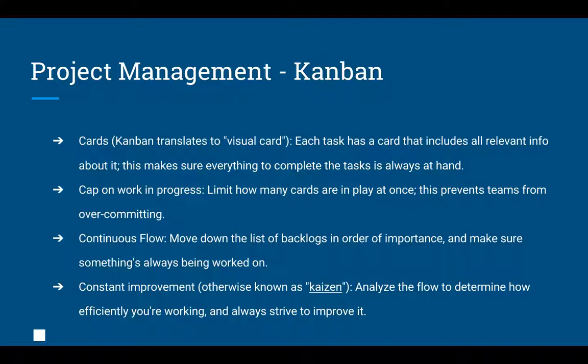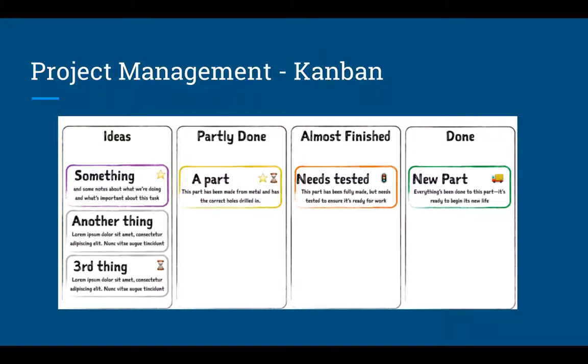More about the visual process: we will have cards on a board. Each task will have a card and the name of the person responsible for the task, and it will follow the process as in this image. If it's an idea, it would be in the idea queue. If it's partly done, it would be in progress. If it's almost finished, it would be in needs tested, so our tester knows where that would be. And then done would be the new part, where we will look at the next idea queue.